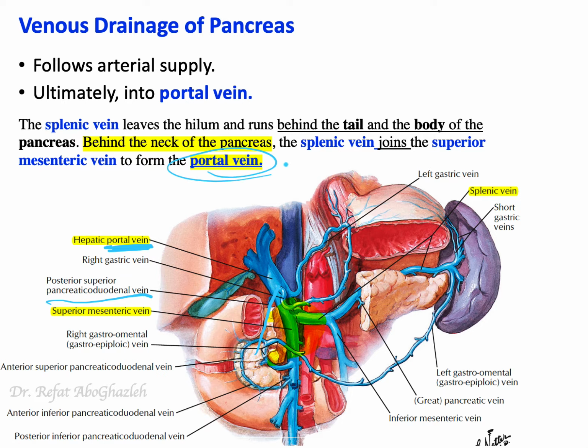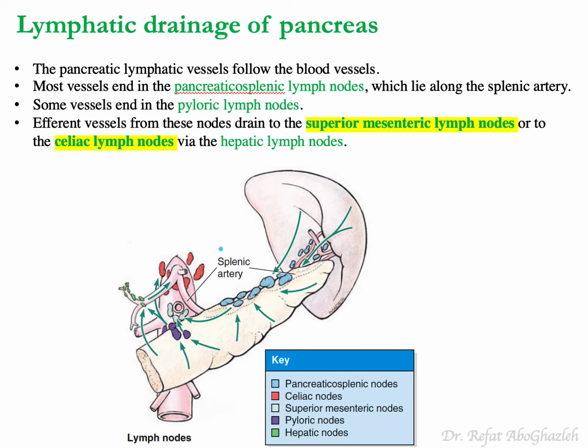So that was the venous drainage, but what about the lymphatics? As I always say, most of the time, guys, the lymphatics of deep structures, deep organs will follow the blood vessels, mainly the arteries, right? So the pancreatic lymphatic vessels also follow the blood vessels.